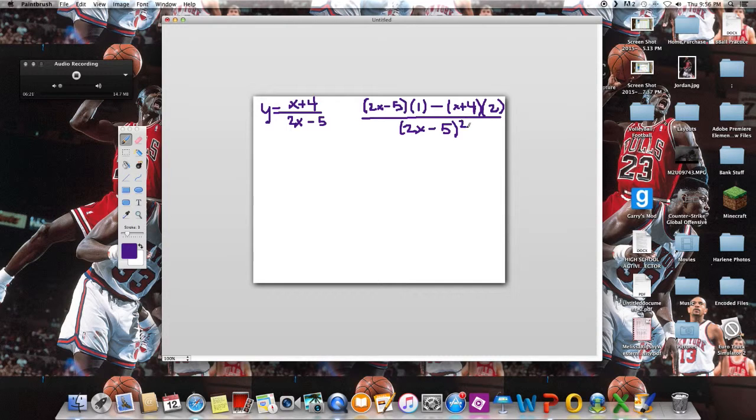So it gets pretty fast once you've got that pretty much memorized. So again, we're gonna simplify a little bit. That time 2x minus 5 times 1 is just 2x minus 5. So that one's rather easy to simplify. Minus our, there we just do some simple multiplying, 2x plus 8, over, again, 2x minus 5 squared.